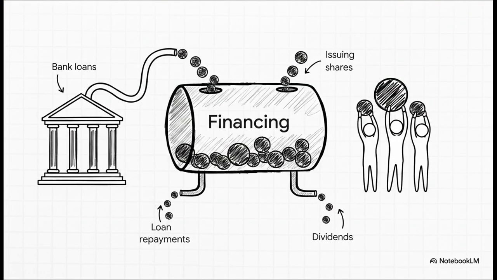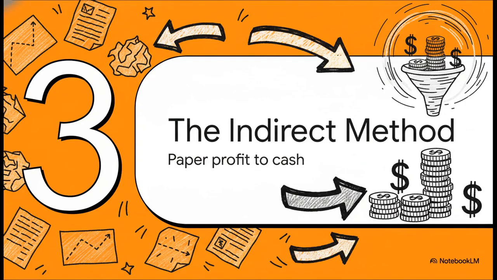Then we have our third bucket, financing activities. Think of this as fuel coming from the outside. This section shows us how the company is interacting with lenders and shareholders. If they take out a new bank loan or issue shares, cash flows in. That's a positive number. But if they're paying back those loans or handing out dividends to shareholders, cash flows out, making it negative. It's the ultimate tracker for how a business is funding itself when its daily operations just aren't enough.